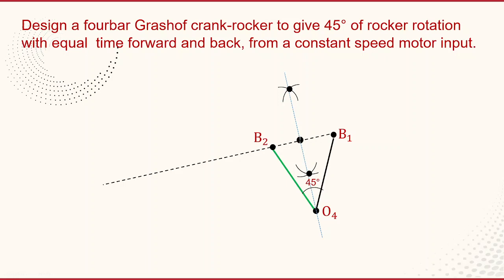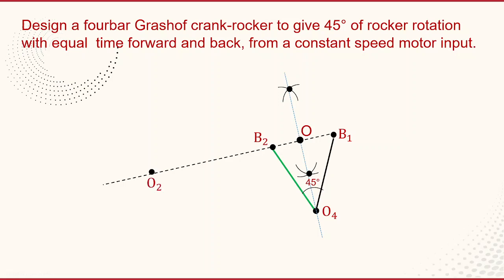Now mark the point of intersection of B1B2 with the blue line. Let us assign that point as O. Now take any convenient point on the extended line. That point is the center of the crank.